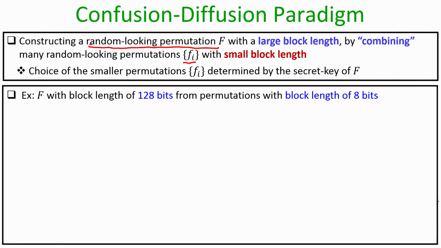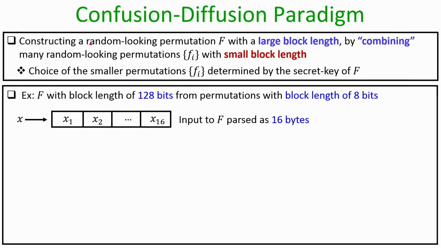To demonstrate how exactly the confusion-diffusion paradigm works, let me take an example where my goal is to construct a keyed permutation big F with a block length of 128 bits using several permutations of block length 8 bits. I beg your pardon here. The smaller size permutations are not keyed permutations, they are unkeyed permutations, truly random permutations, and the confusion-diffusion paradigm tells you how to compose these small block size unkeyed permutations and obtain a larger block length keyed permutation.